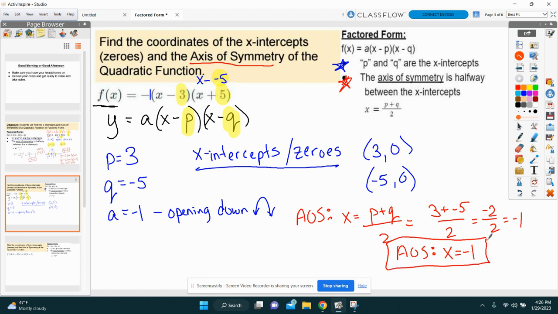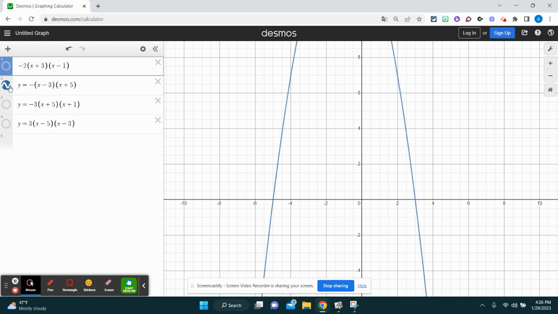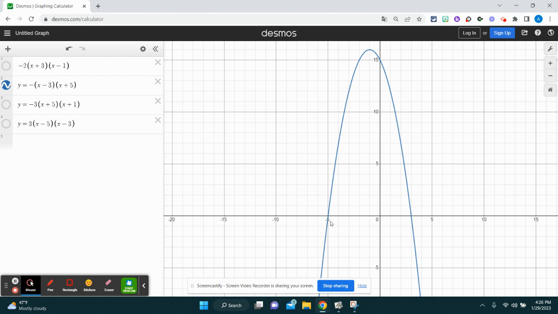And I'm going to go ahead and just verify in Desmos to give you a visual of what it looks like. That's our old graph, and this would be the new one. If you graph it and zoom out, our x-intercepts are where the graph crosses the x-axis, which is right here. So it's going to be at negative 5, 0. See how it's written as a coordinate point, and 3, 0.